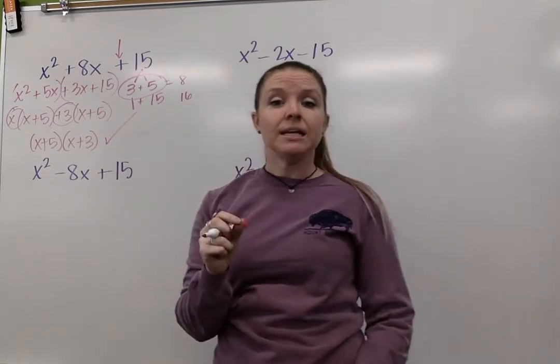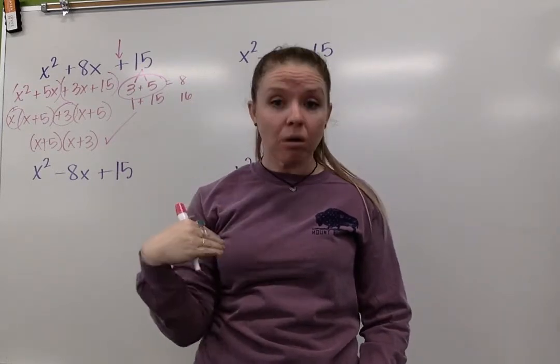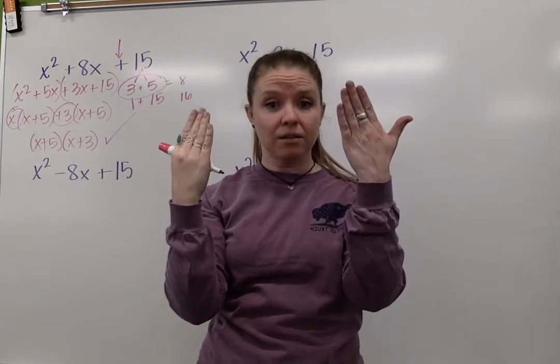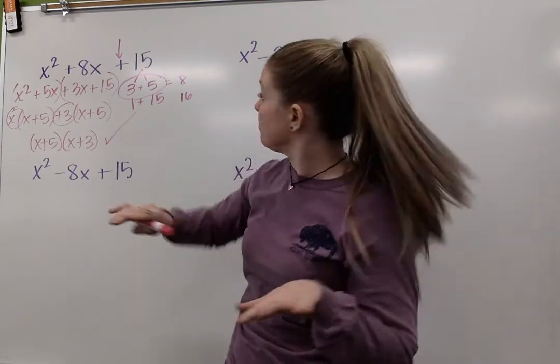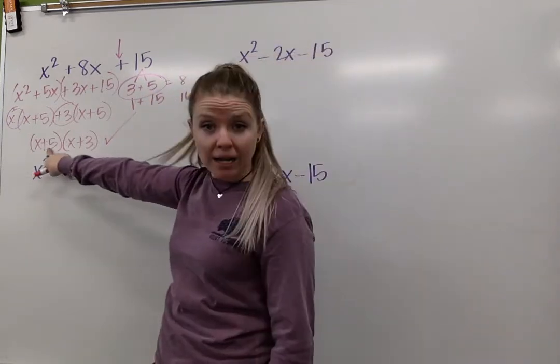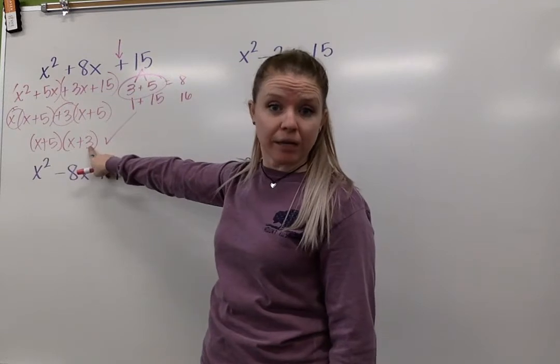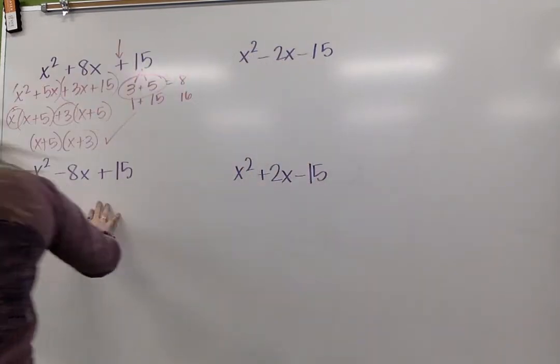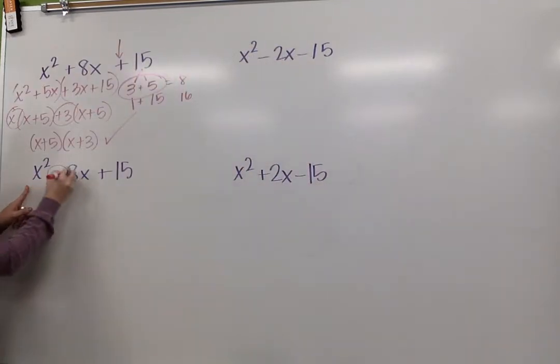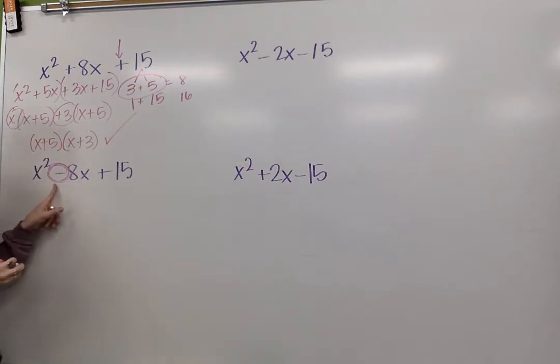Okay? So what we notice here is because this is a positive 15, my signs have to be the same. To be able to get a positive number, you have to multiply a positive by a positive or a negative by a negative. So here we're multiplying positive 5 and a positive 3. So if we look at this second example, the only thing that changes is now I have a negative.